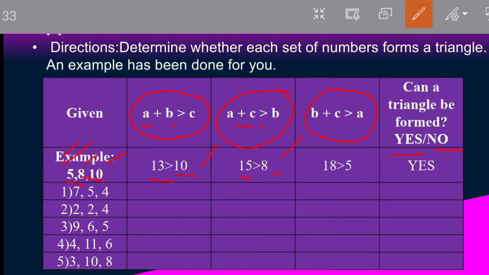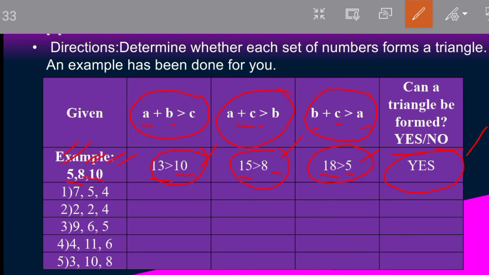Next, B plus C is greater than A. Your B is 8, your C is 10. So 8 plus 10 is equal to 18, greater than your A, that is 5. So this is also true. Since all of them are true, true, and true, therefore we can form a triangle.